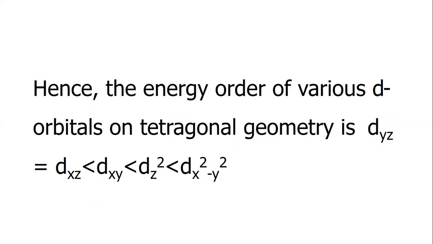Hence, the energy order of various d orbitals in tetragonal geometry is dyz, dxz, dxy, dz square, dx square minus y square.